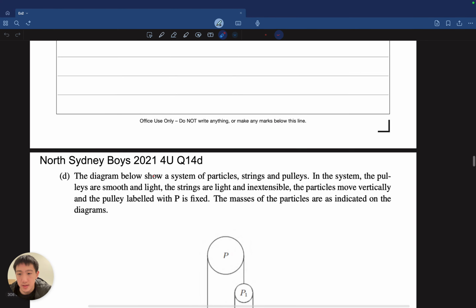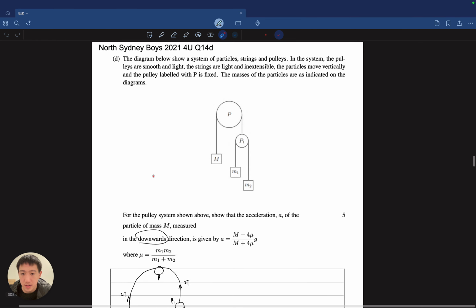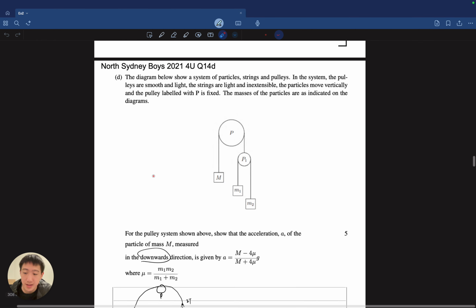Okay, let's look at this North Sydney Boys pulley question, which I think is probably the hardest one I've ever seen in Extension 2. As usual, you can pause the video to do it first by yourself. Okay, let's read through the question.